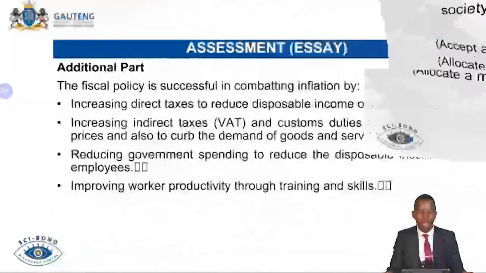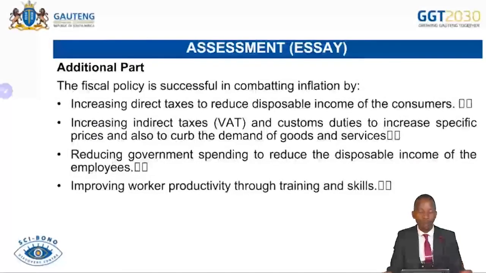And then there was also an additional part asking about the effectiveness of fiscal policy to combat inflation: increasing direct taxes to reduce the disposable income of consumers, increasing indirect taxes, VAT and customs duties, to increase specific prices and also cap demand of goods and services, reducing government spending to reduce disposable income, and then improving worker productivity through training and skills, or education itself.